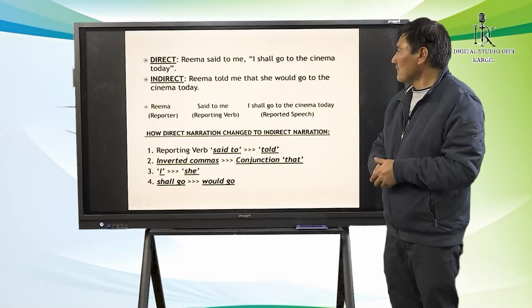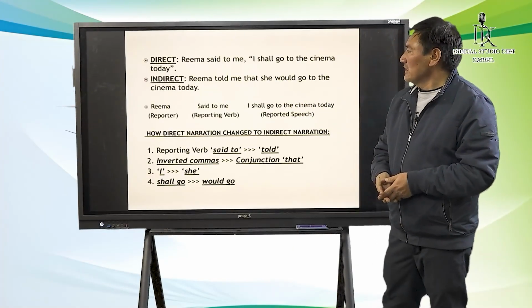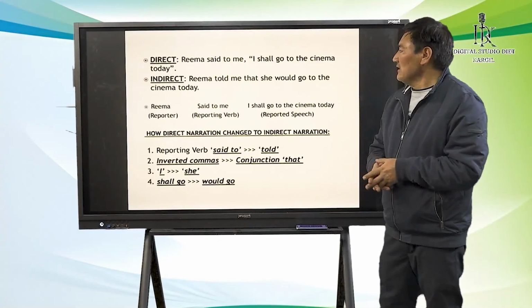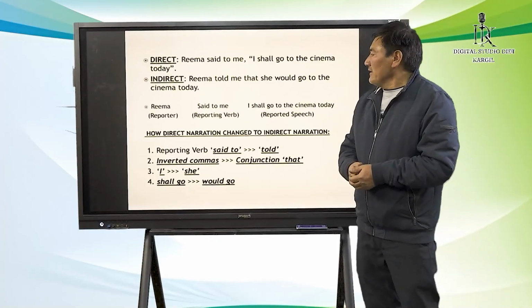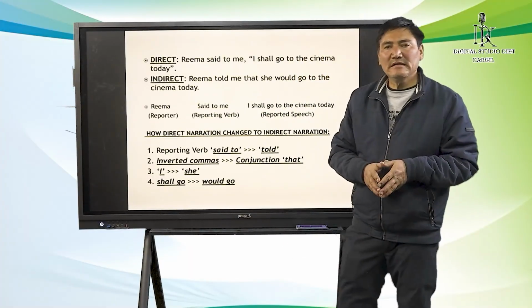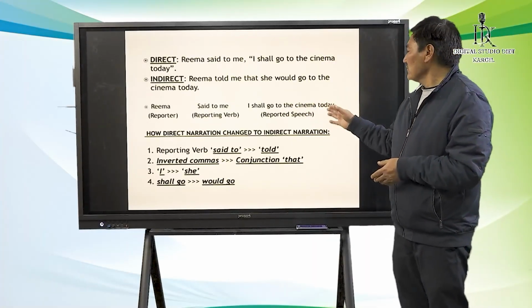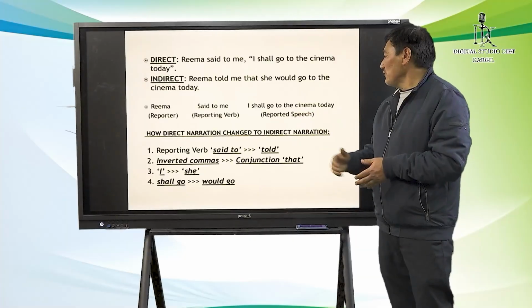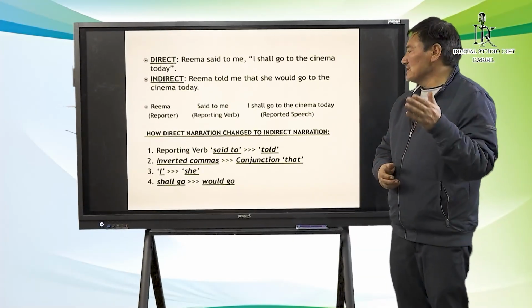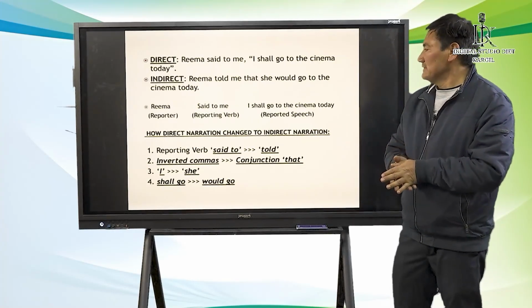Next, in the direct speech: Rima said to me, "I shall go to the cinema today." Indirect speech: Rima told me that she would go to the cinema today. Now, what happens here? Rima here is the reporter. "Said to me" is the reporting verb, and "I shall go to the cinema today" is the reported speech.